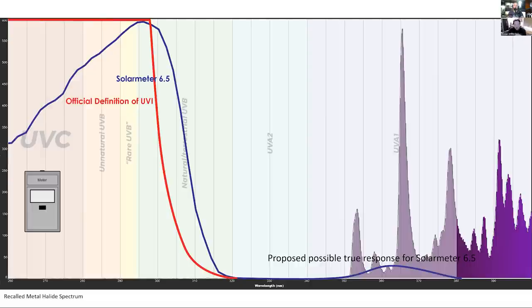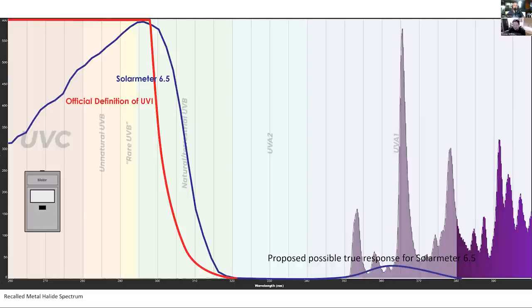In some way. Now, we can test this in theory if we get some laser diodes and we can turn the laser and emit different wavelengths and we can plot the reading of a SolarMeter 6.5. That's a test for another day, I think. But I propose that the true response of the SolarMeter 6.5 is something like this.